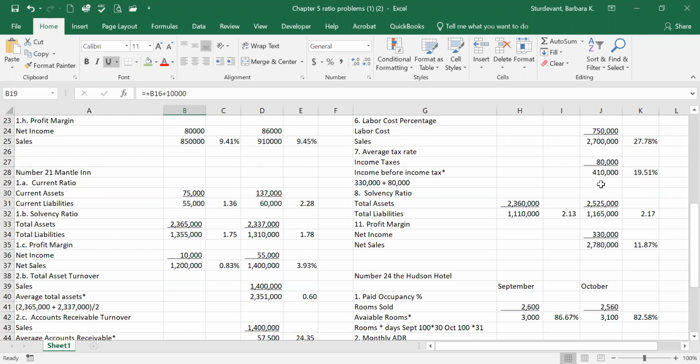If you look at the problem, you would take the net income, add back the taxes, and that would be that number. That would be the number that you're going to calculate the taxes on. So that's just taking the income tax over the income before income tax. And so that's our tax rate.